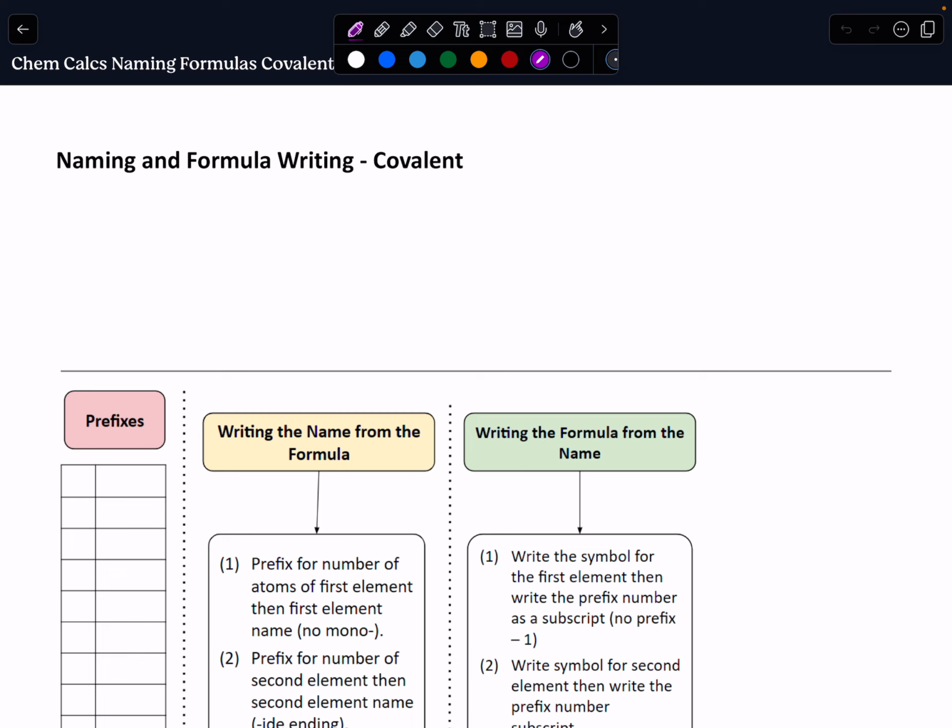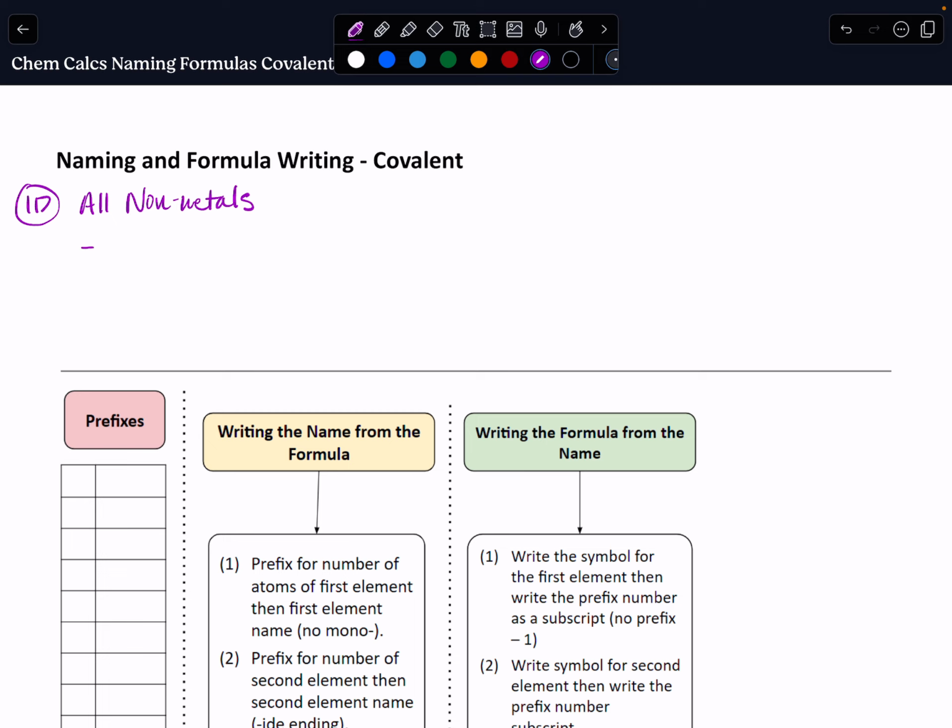All right, so as with the other compound types, we have to be able to identify a particular compound, formula, or name as covalent. The first key that we have a covalent compound is that all the elements are nonmetals. So we shouldn't see any of the elements on the majority of the table. They should all be coming from that upper right corner of the periodic table.